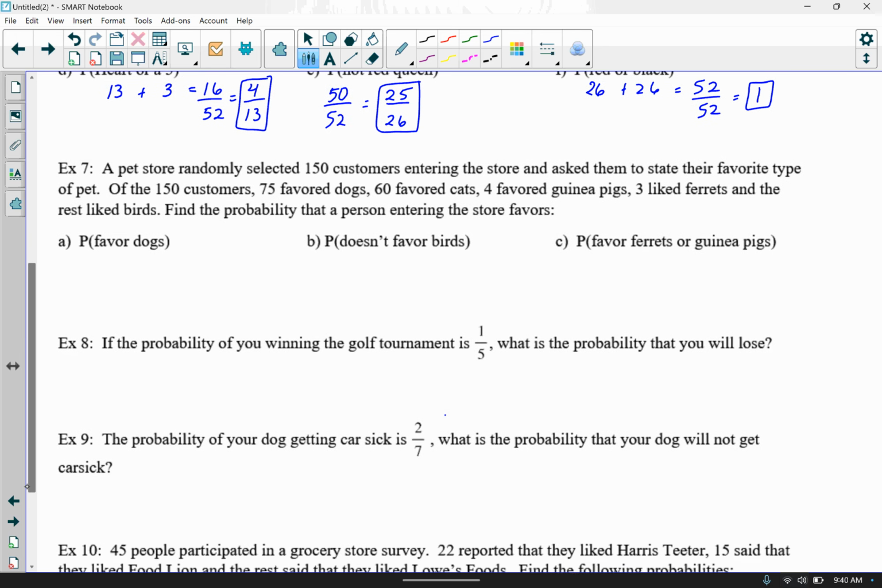All right, so let's come on down to example 7. Example 7, I'm going to do letter A with you, and I think then you'll follow. Well, actually, I'll go ahead and do all of example 7 with you. I'll do all of example 7 and 8 with you.